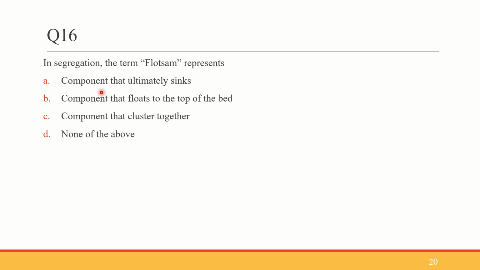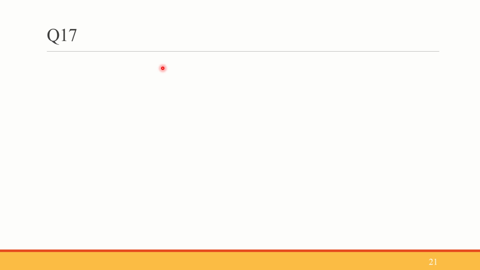So for this particular question, in segregation, the term flotsam represents dash. And the answer is component that floats to the top of the bed. That is option B, the right answer. Now we'll go to question 17.